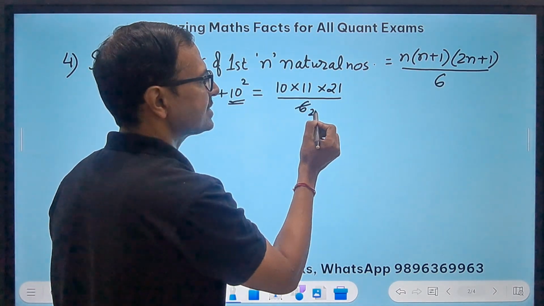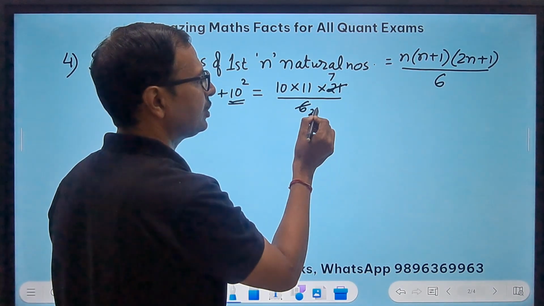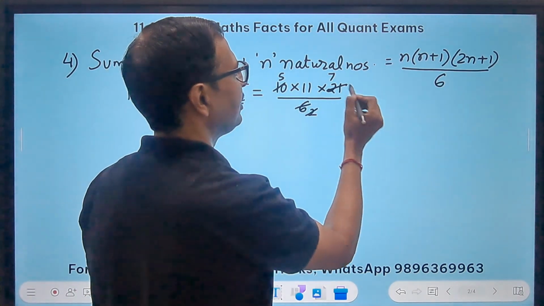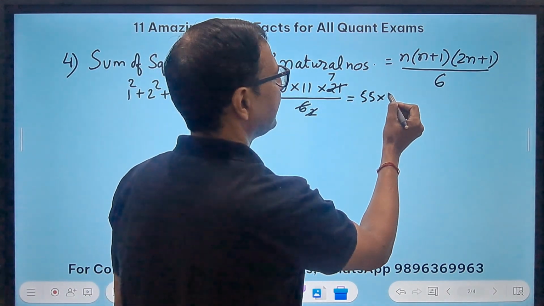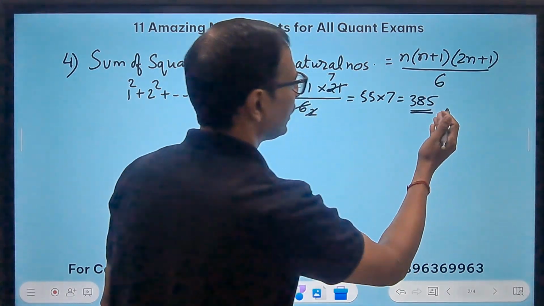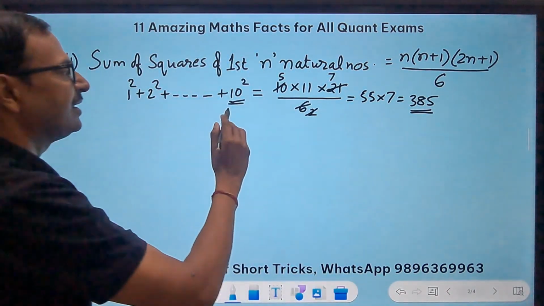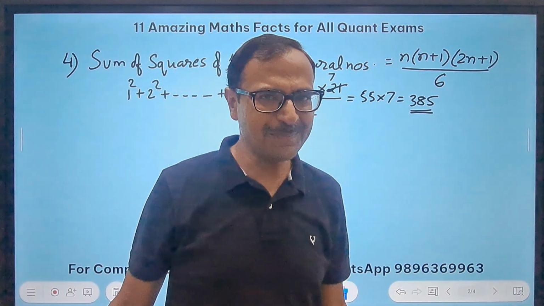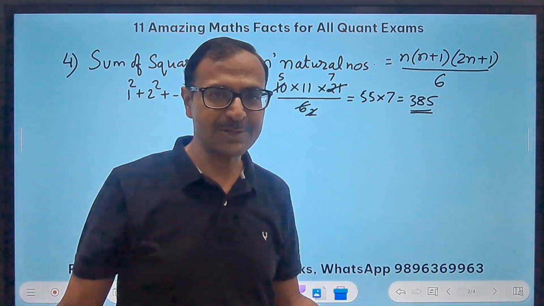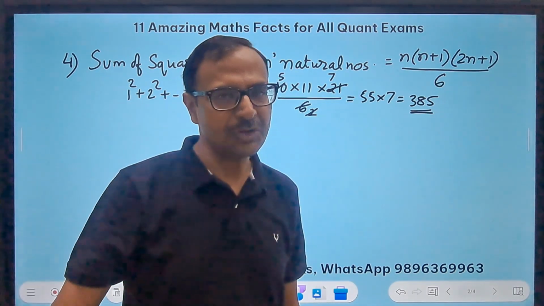So 3 2s are 6 and 3 7s are 21. 2 cancels this 5 times, and so what is this? 55 into 7, and that is 350 plus 35, 385 is the sum of squares of first 10 natural numbers. Isn't that amazing? One formula and you get the sum of squares of any number of natural numbers.